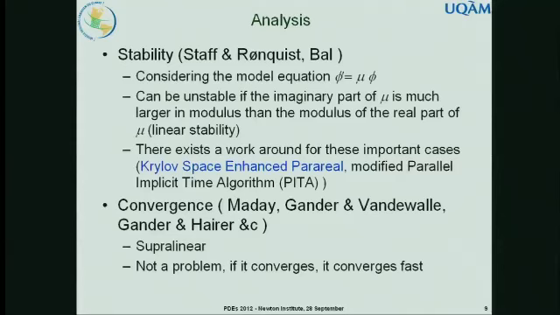And then there's a variant of the Parareal algorithm, called PITA, which is another similar algorithm that can solve this problem in the nonlinear case. There was some convergence analysis by Maday, Gander, and so on. It converges very well. But the problem is whether it converges.